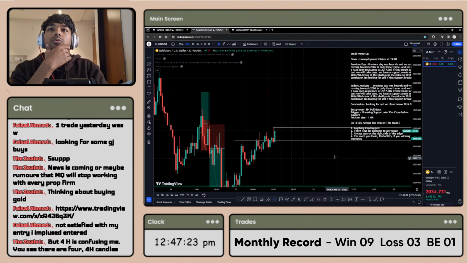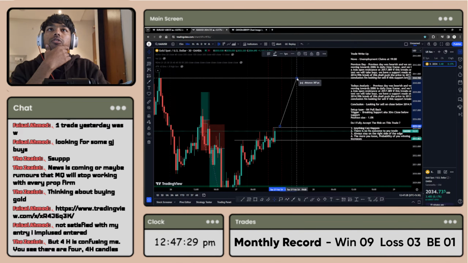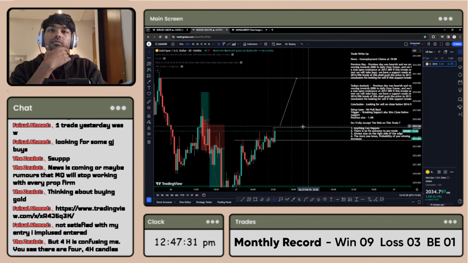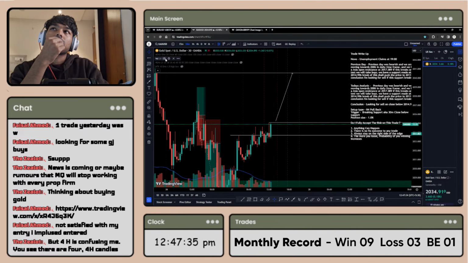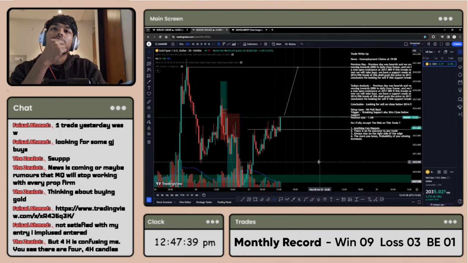And I can totally see if this area breaks, we can totally go right here easily, but again we need a lot of volume to do that. And there is volume coming, so it's totally possible.